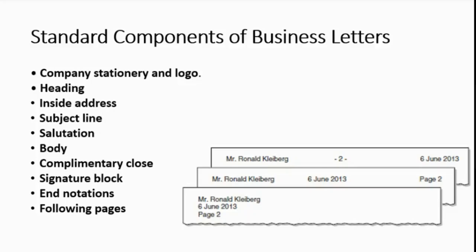Enclosure or attachment indicates that other documents have been attached to the letter. If you want, you can specify exactly what you have attached. So here, in the figure, you can see there are three documents, so you can use this in this case.